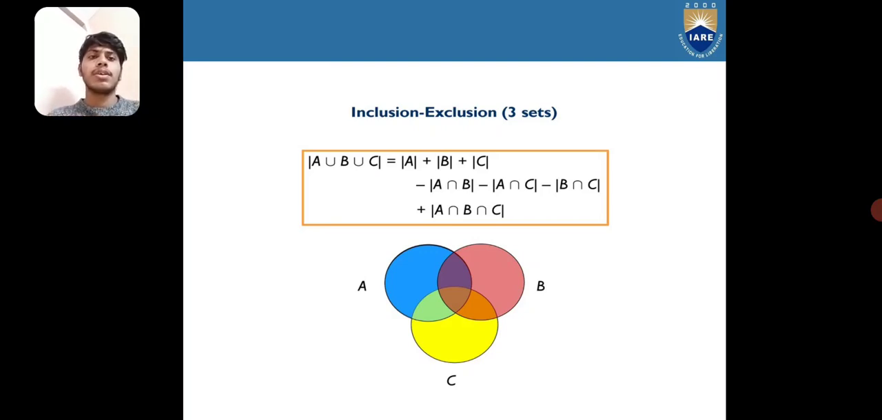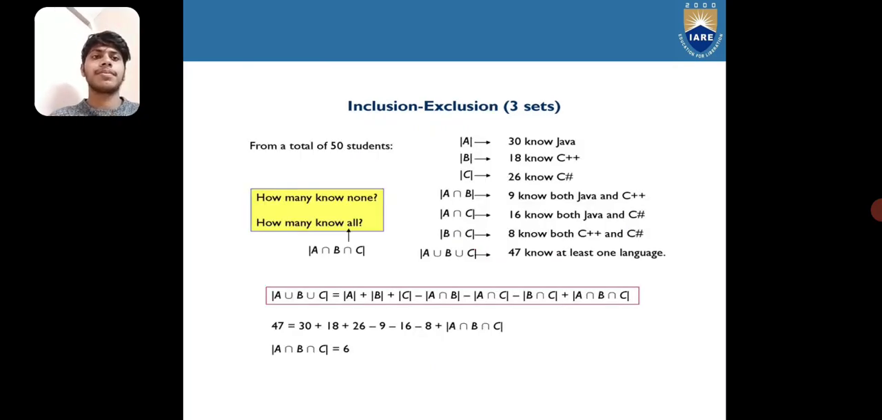So this is the inclusion exclusion formula for three sets. |A ∪ B ∪ C| is equal to |A| + |B| + |C| minus |A ∩ B| minus |A ∩ C| minus |B ∩ C| plus |A ∩ B ∩ C|. This is the diagram. So here is the inclusion exclusion for three sets.